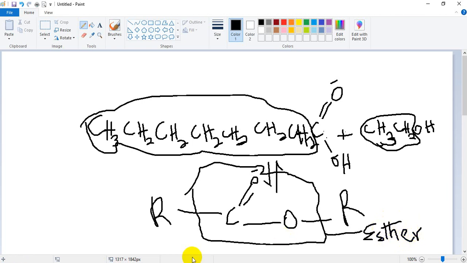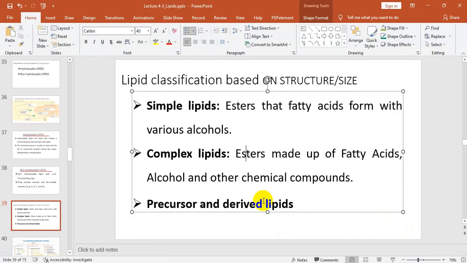Okay, so let's go back to our PowerPoint. A simple lipid is an ester that fatty acids form with various alcohols, like what I explained on the whiteboard. Complex lipids are also esters made up of fatty acids and alcohol, but at this moment we add other chemical compounds to them. It can be a hydroxide group, a metal group, or a phosphate group. Then we look at derived lipids.